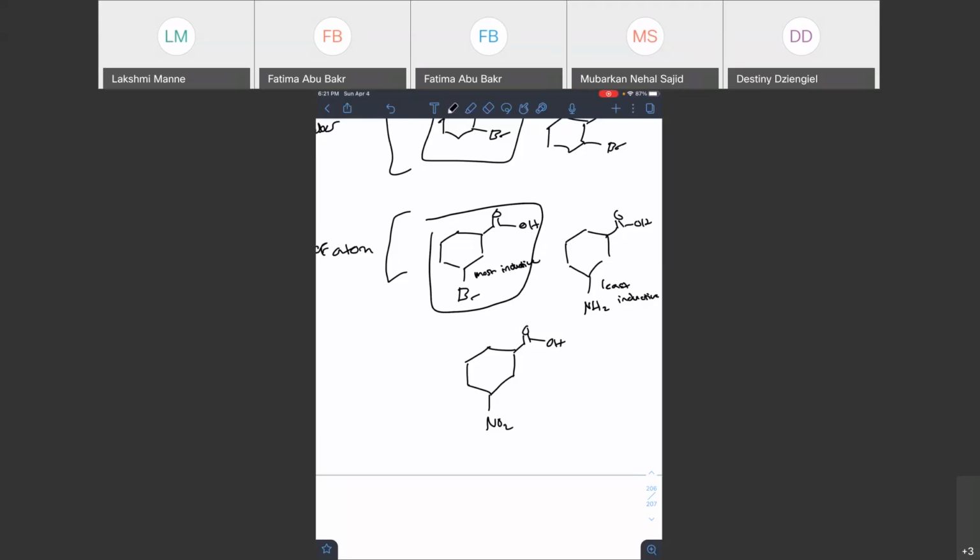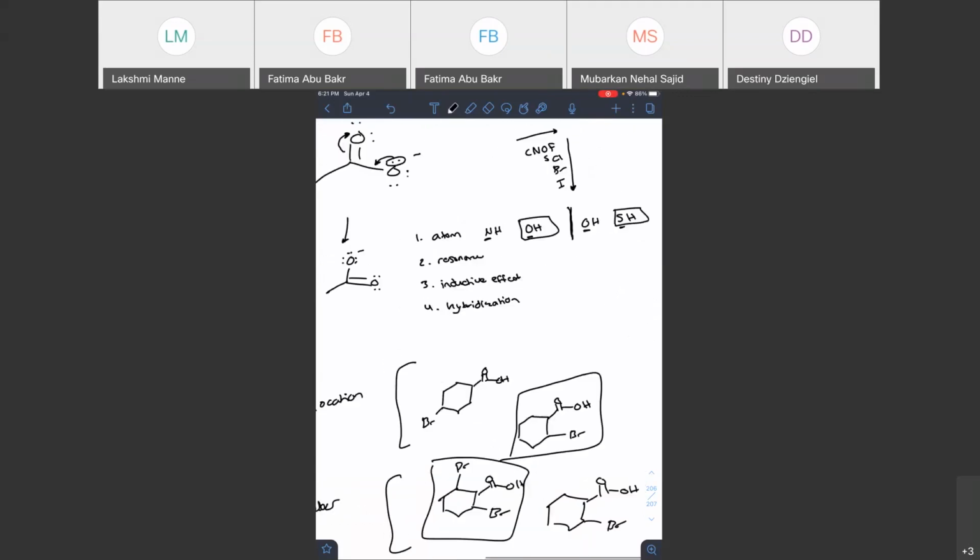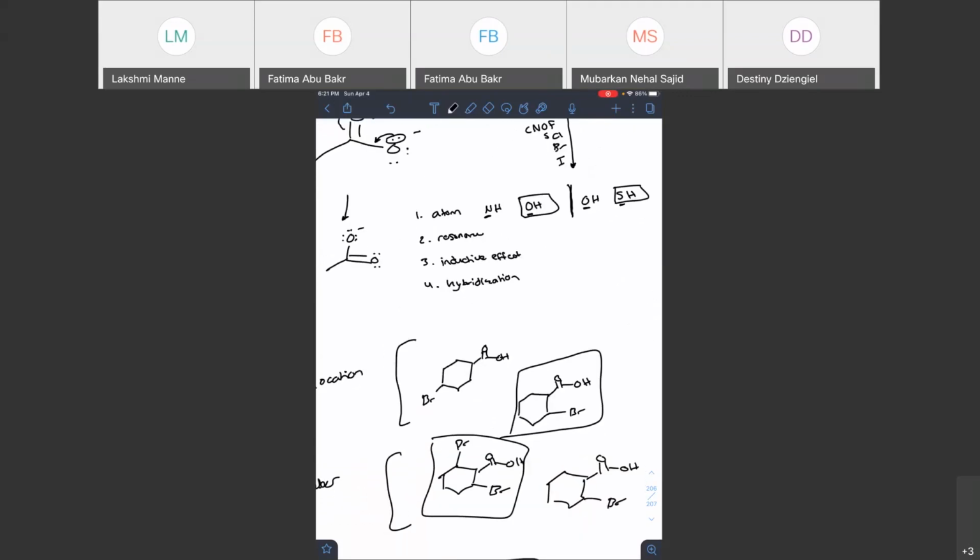Okay, so let's move on to some more important things. After inductive effect, the last thing we talk about is hybridization. So when it comes to hybridization, let's say we have two C's that are bonded like this, and then we have C's that are double bonded, and then we have triple bonded C's. Actually, let me make it a little more clear. Let's pretend that it's coming off of the C. So it's CH, or there's double bond CH, or there's triple bond CH.